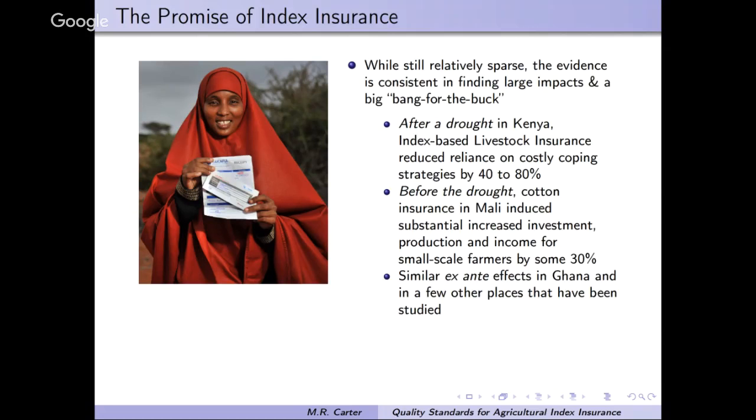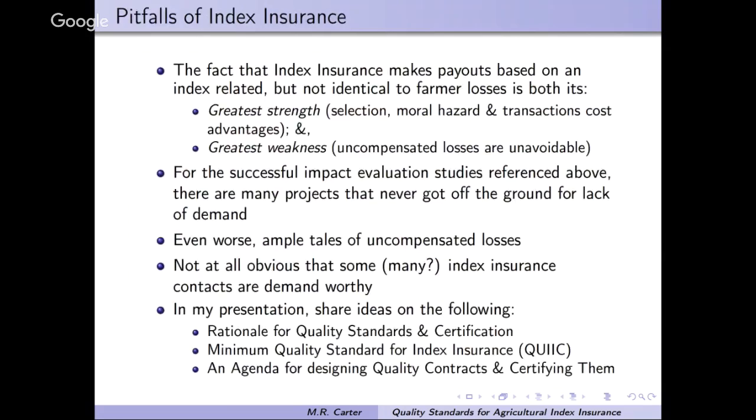Now, the picture on this slide is a woman in Marsabit district in northern Kenya. She's holding her insurance contract from Takaful Insurance Africa. And I want you to keep that picture fixed in your mind for just a moment as we start talking about the problems and the regulatory issues around index insurance.